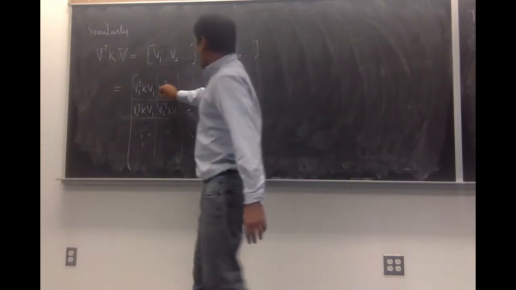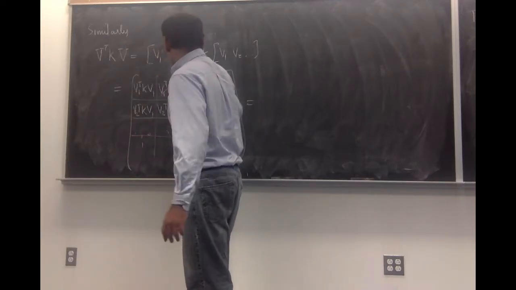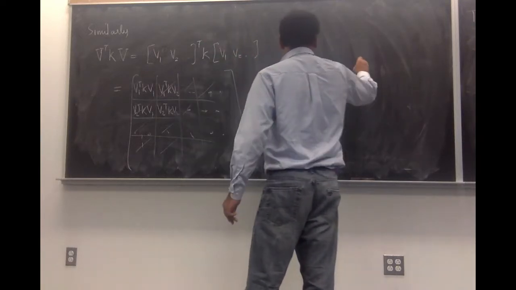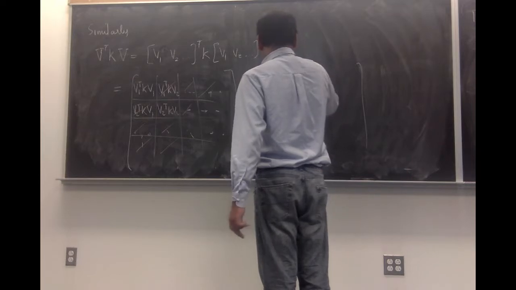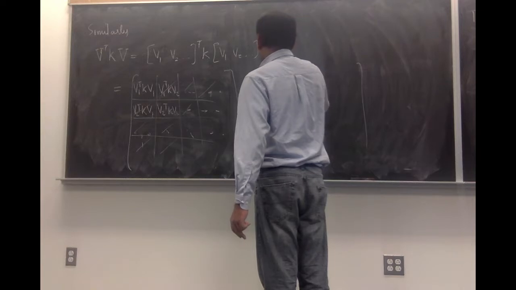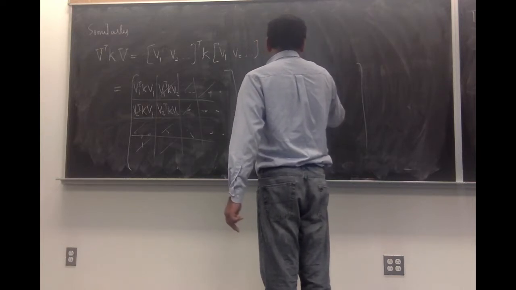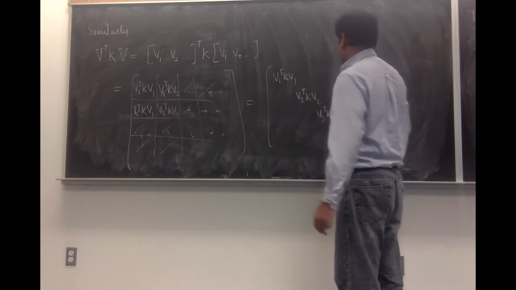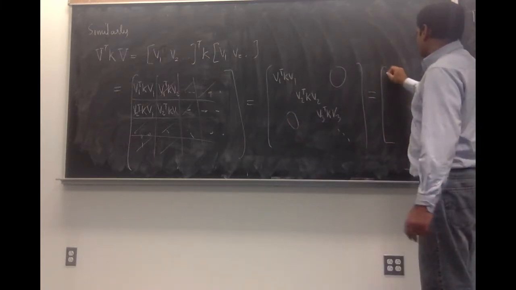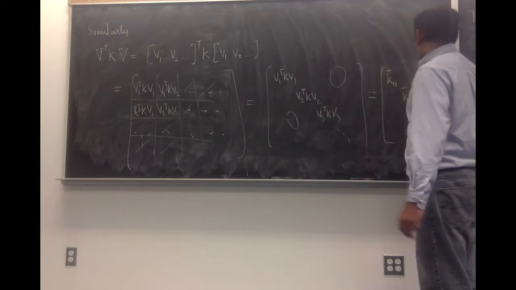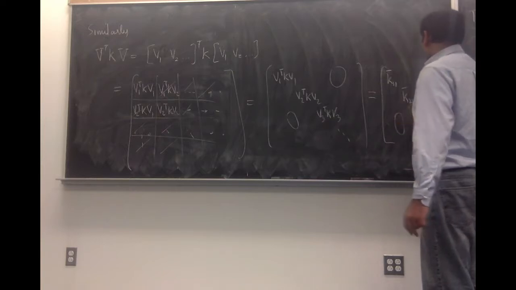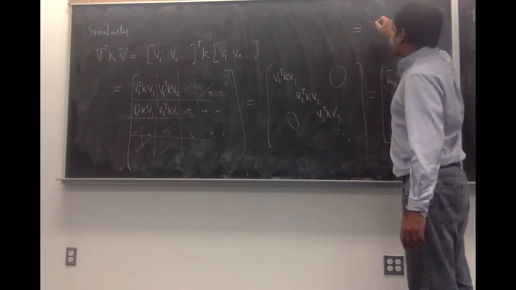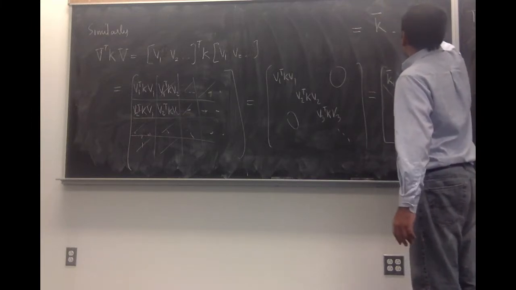And that results in all the off-diagonal terms being equal to 0. Off-diagonal terms are all 0, and only the diagonal terms remain. So this now is going to be equal to some diagonal matrix with V1 transpose K V1, V2 transpose K V2, V3 transpose K V3, etc. And then everything off diagonal equals 0. And we're going to write this as K11 bar, K22 bar, K33 bar, etc., with off diagonal equals 0. Okay? And this matrix we're going to call K bar. It's a diagonal matrix.